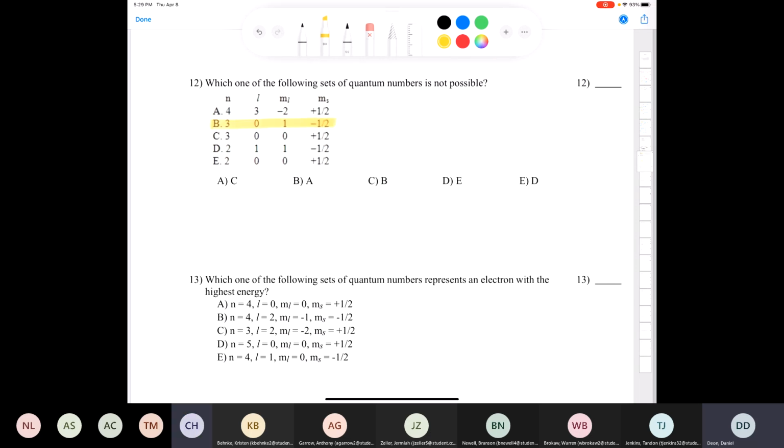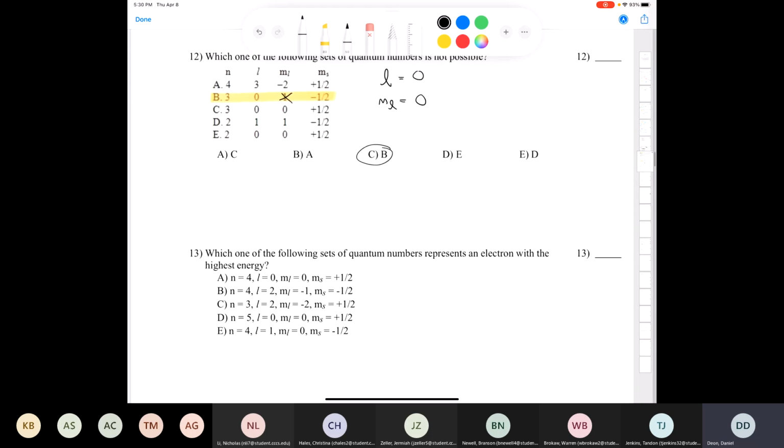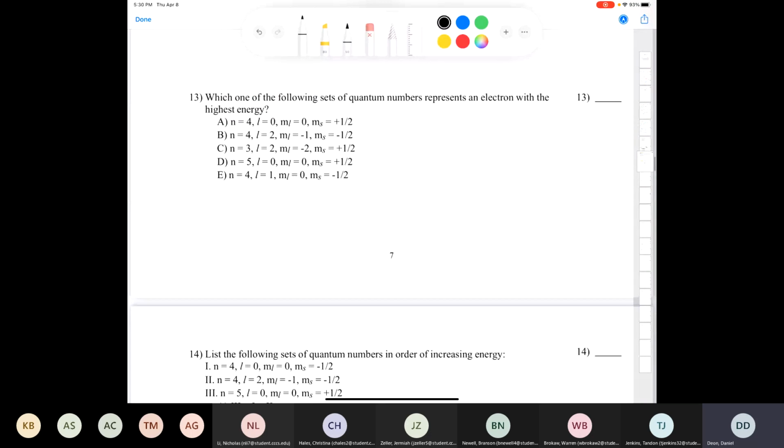Because L is 0, so ML can't be higher than L. When L is equal to 0, the only possible value of ML is 0, right? It can't be anything else. So it can't be 1. So the answer is B. This is a classic question for the final exam or for an ACS exam or a standardized exam. They love to just give you sets of quantum numbers and then you tell which one of these is wrong, right? You just pick out an inconsistency.